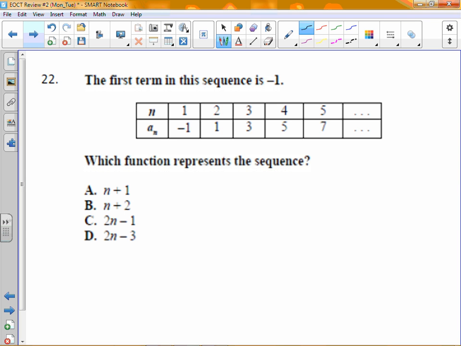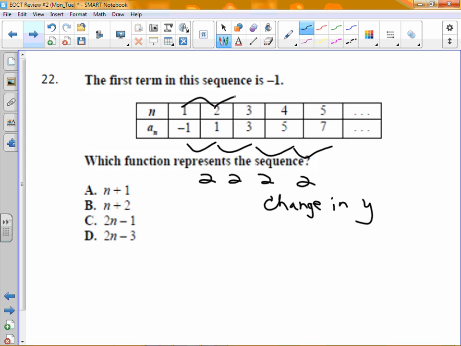2 times 3 is 6. 6 minus 3 is 3. 2 times 4 is 8, minus 5 is 3. 2 times 5 is 10, minus 3 is 7. I also want you to notice this, guys. Look, the rise, which is the change in y, over the run, which is the change in the x values, the change in x, and the definition of change in y over change in x is the slope.